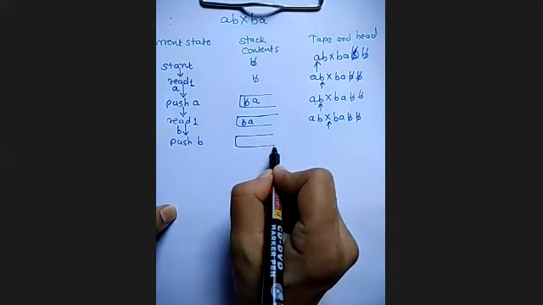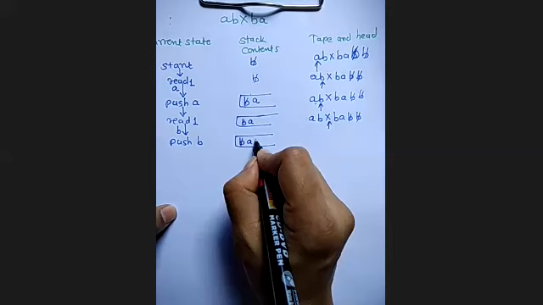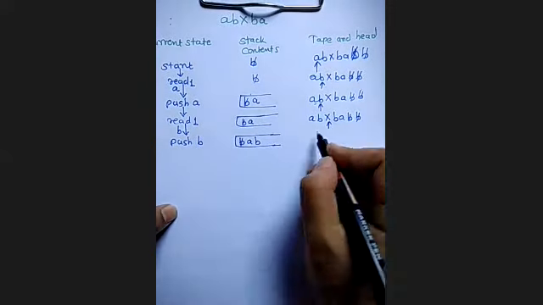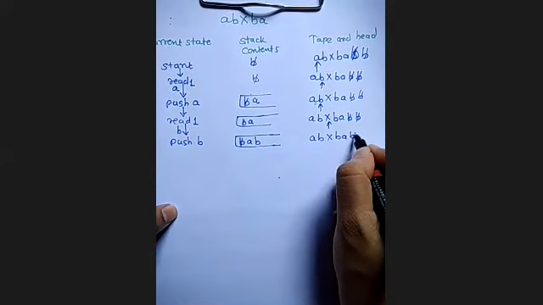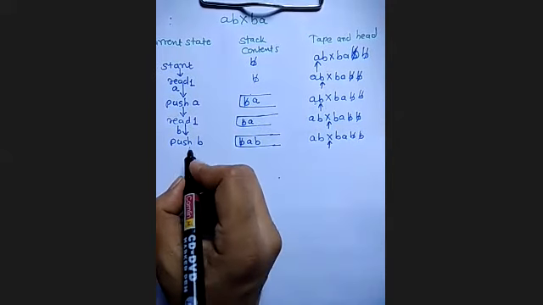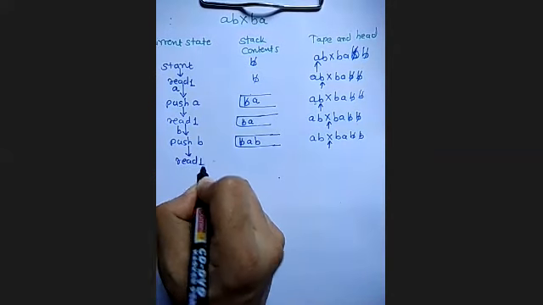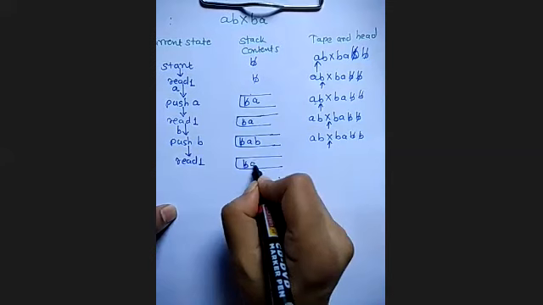So stack top पे क्या है? A, B. B is pushed onto the top of the stack. After push, next state is what? Read 1. Stack is still blank and AB.